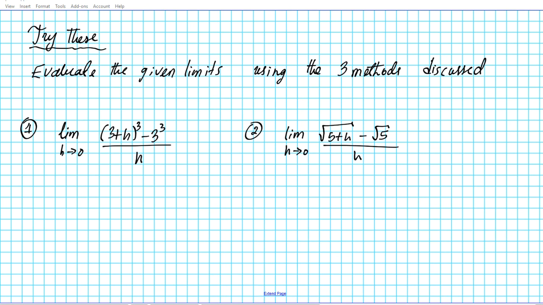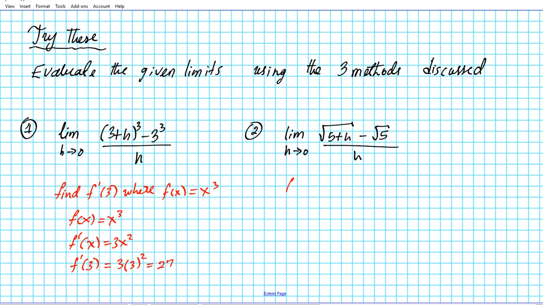Alright, let's take a look at what the answers are. I'm just going to use the third method for these two real quick. So for number one, when you do the rewrite, find f prime of 3 where f of x is x to the third. Okay, so if f of x is x to the third, f prime of x is 3x squared, and f prime of 3 is going to be 3 times 3 squared, which is 27.